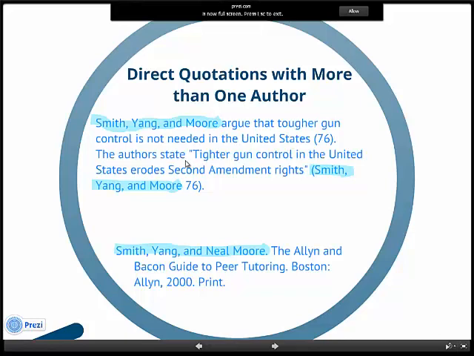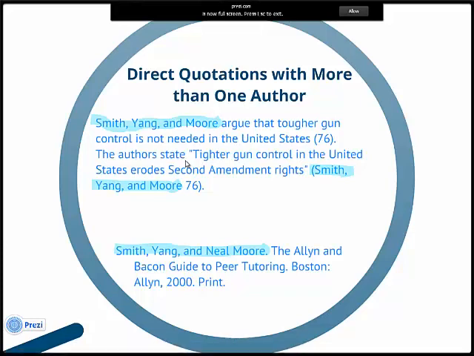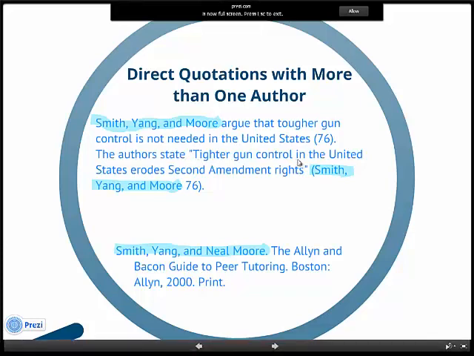In this second sentence, though, I just simply say that the author state. So I would have quotation marks because it is a direct quote, and then I would include the author's last names inside the parenthetical citation with the page number.